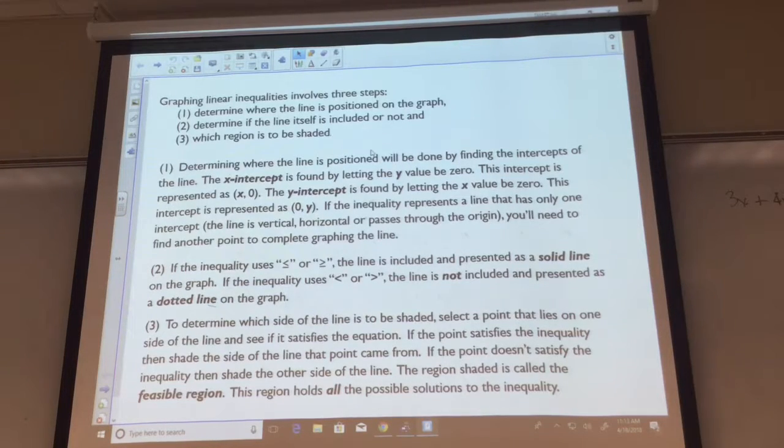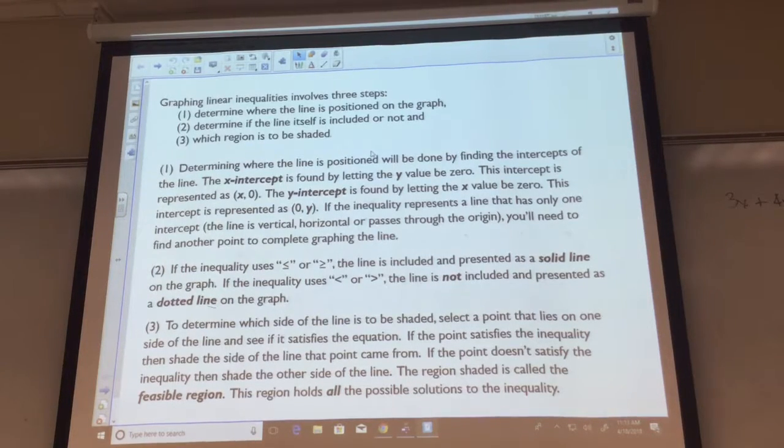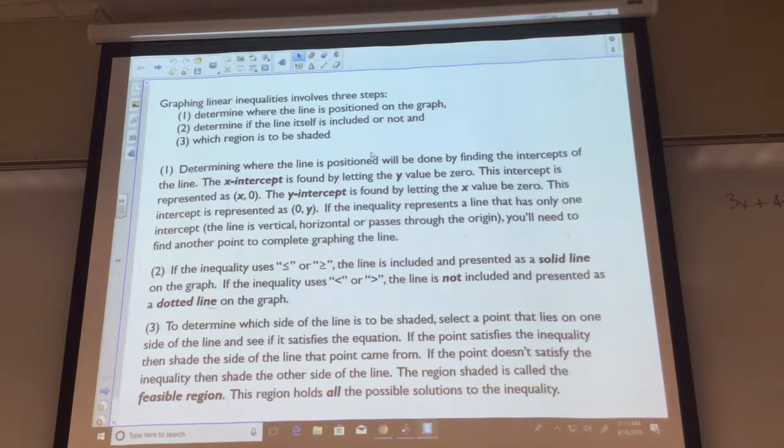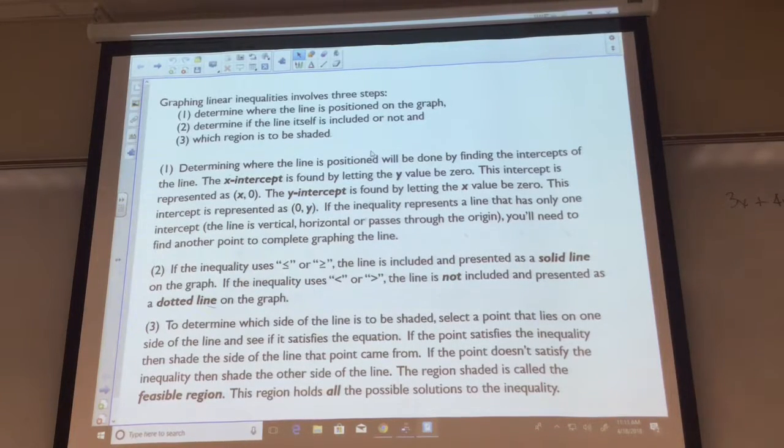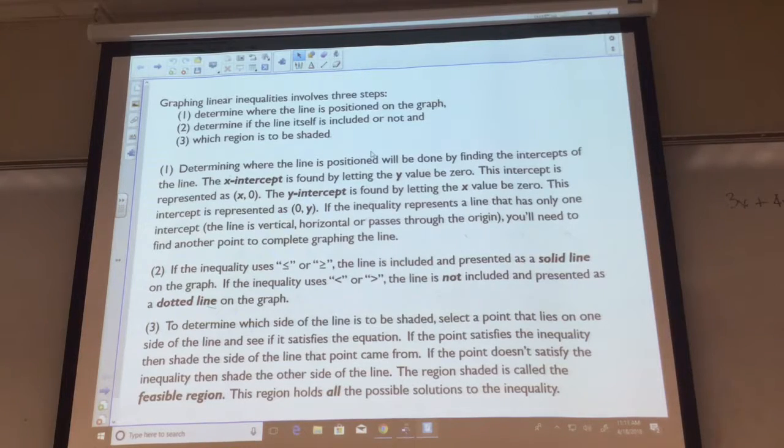Then we're going to have to find out which side of the line we are actually going to get our shading on, and that requires a new tool, but that's also going to require a new technique called a sign test, which is really just a basic arithmetic operation that we do. So those are the three steps.